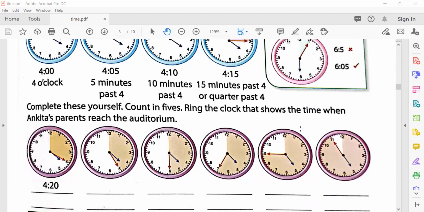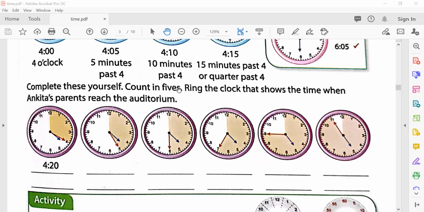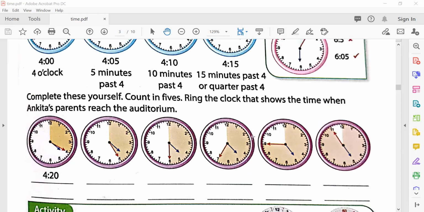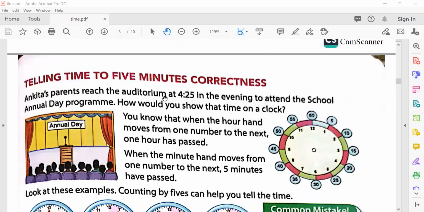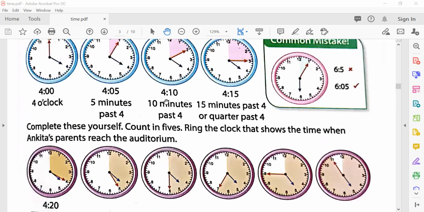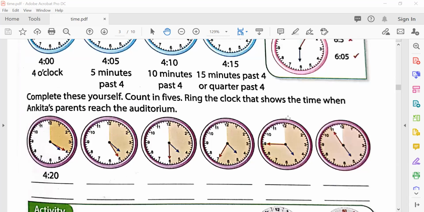Okay. Count in 5, ring the clock that shows the time when Ankita's parents reached the auditorium. So they reached the auditorium at 4:25. Now, which is the correct clock? They reached at 4:25. So show me which one will be the answer. That's right. The answer is here, 4:25.